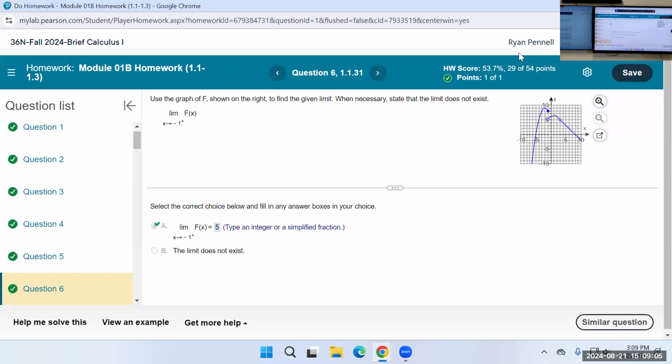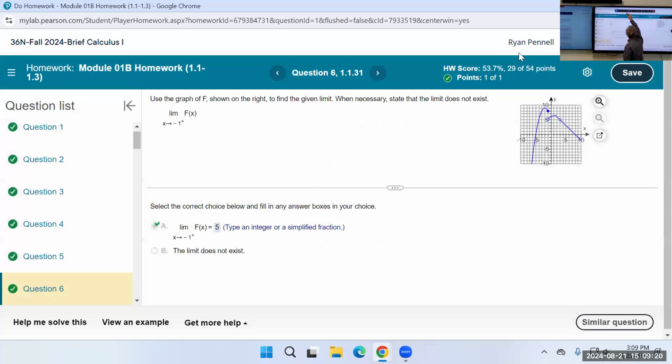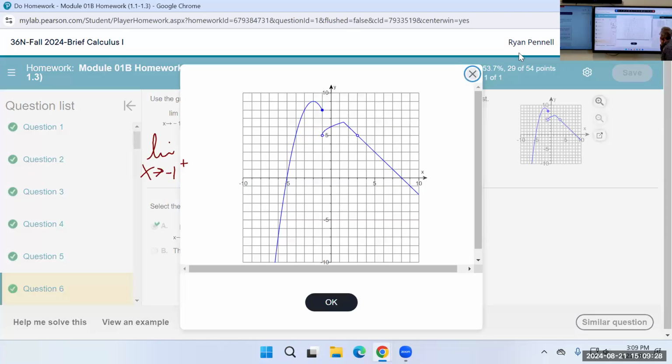Use the graph of f shown on the right to find the given limit. When necessary, state that the limit does not exist. The limit as x approaches -1 from the right. So that plus sign there. Let me write down what it says first. The limit as x approaches -1 from the right. See what's going on here. So going to -1, where's that?